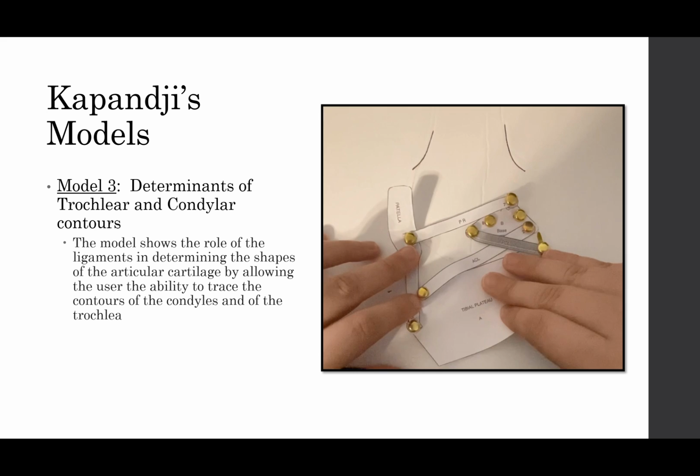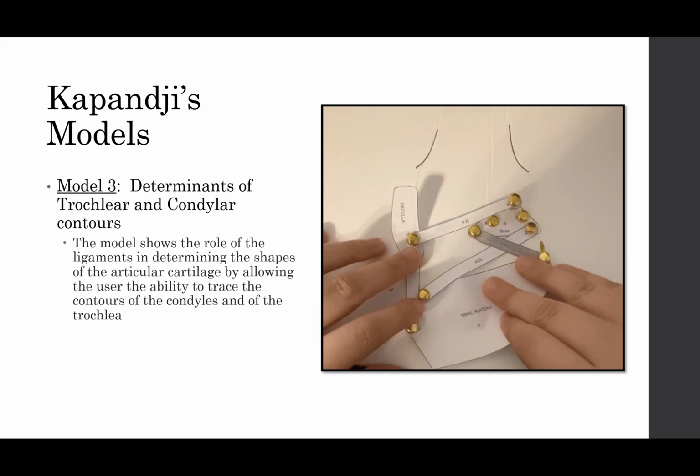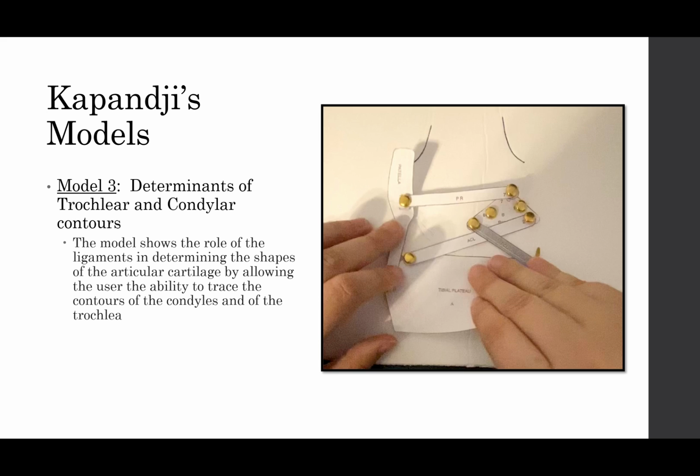Kapandji's third model helps in determining the contours of the trochlea and condyles. By tracing the tibial plateau as it moves from left to right as though it were in flexion and extension, the tracing would show the curvature of the condyle. However, while tracing the movement of the patella during these movements, it would give you the contour of the trochlea.